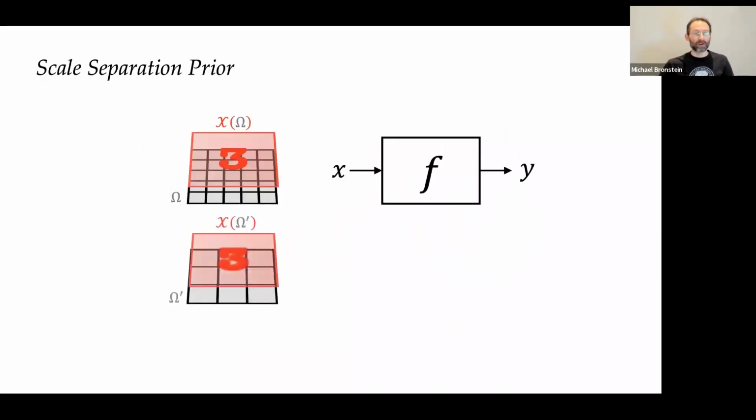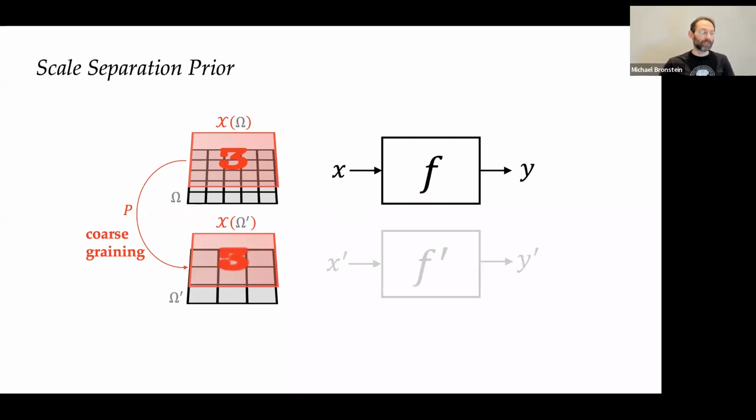Another type of geometric prior is what is called scale separation, and in some cases we can construct a multi-scale hierarchy of domains, for example, by coarsening our grid. So I have a new grid that is denoted here by omega prime, and this coarsening assimilates nearby points and produces also a hierarchy of signal spaces that are related by coarse graining operator P. And on this coarser domain, we can define our function denoted by f prime. A little bit unfortunate notation, it's not derivative, it's just another function.